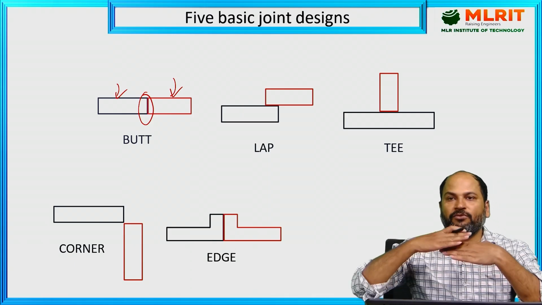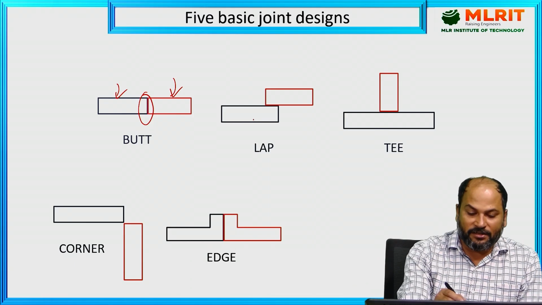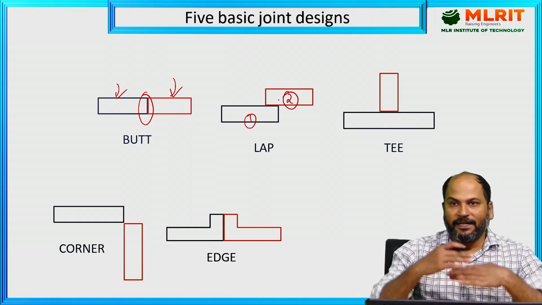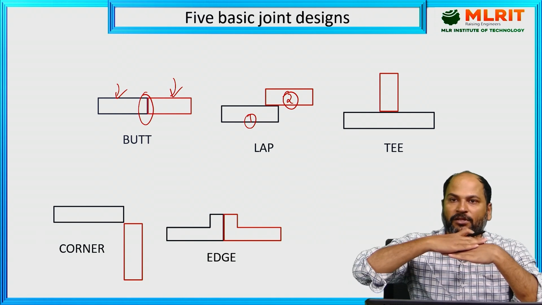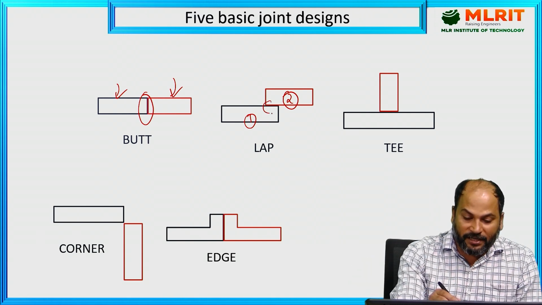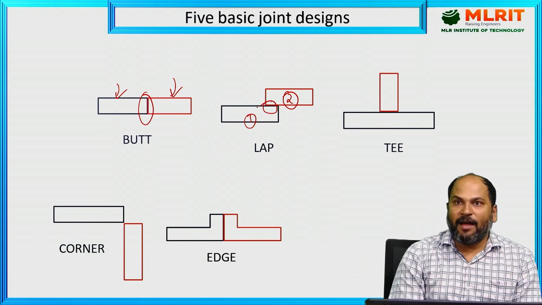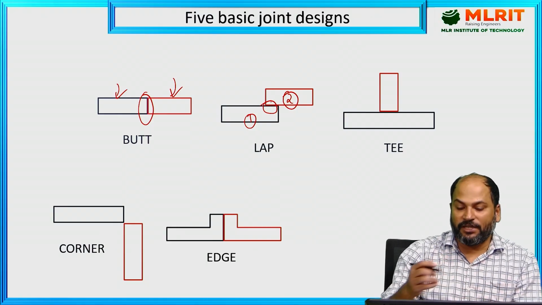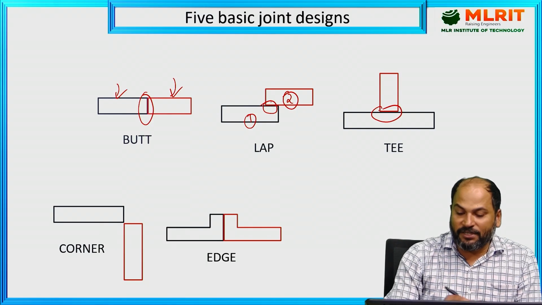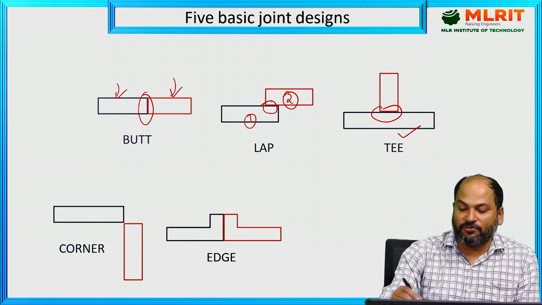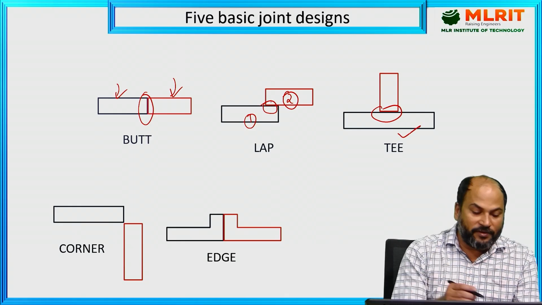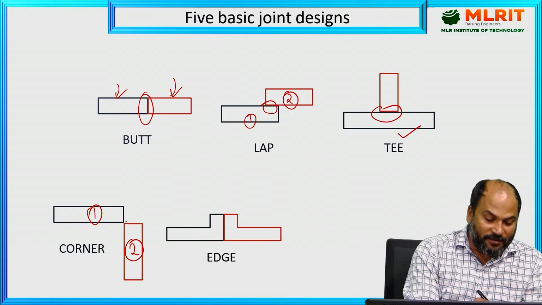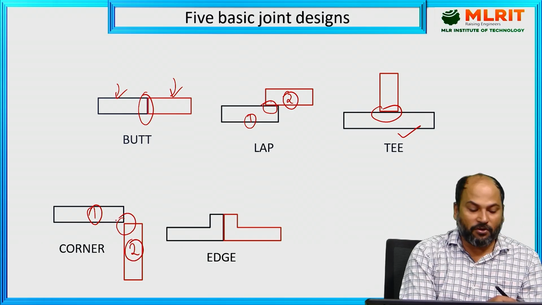If one part is overlapping on the other, you can see here, this is part 1 and this is part 2 that we are going to join together, and one part is overlapping on the other part, and we are joining here. This is known as lap welding. If the shape that we generate by joining is like a T, this is known as T joining. If at the corner we are joining, this is one part and this is the other part that we are going to join, this is known as corner joint.